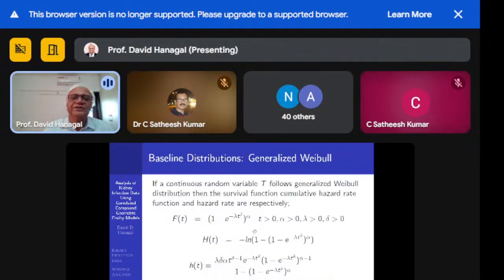Some baseline distribution is employed, the generalized Weibull. This is a Weibull distribution with the distribution function raised to alpha, which gives the generalized Weibull distribution. ST, the cumulative hazard and the hazard function.